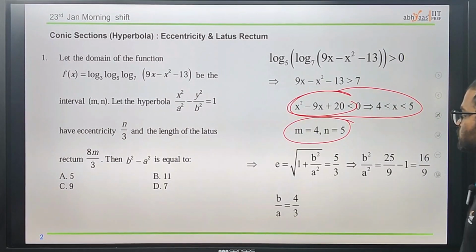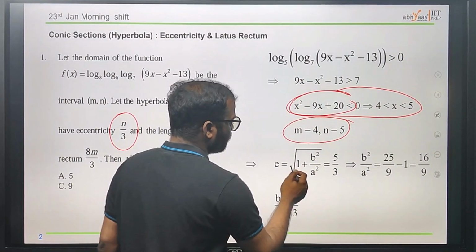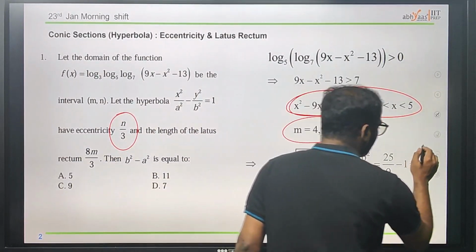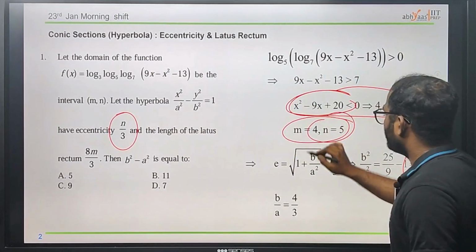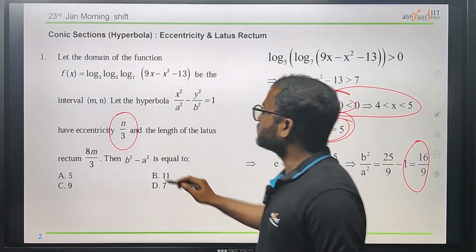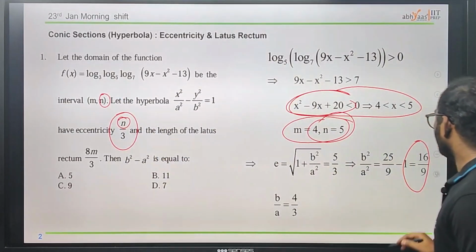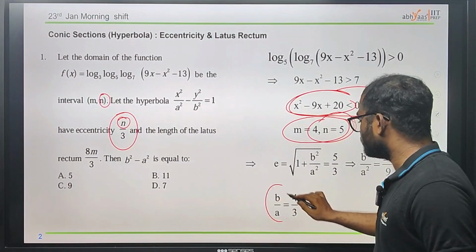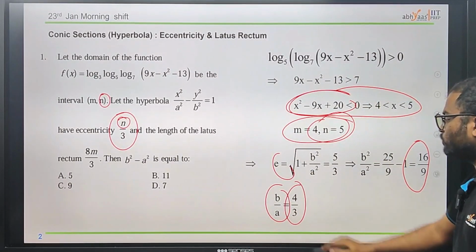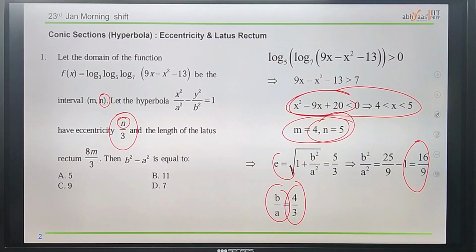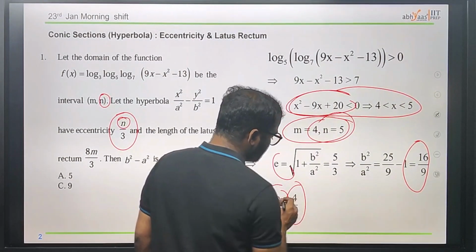Now coming to the hyperbola, find the eccentricity by using this n by 3. They have given n by 3. If we observe, by using the eccentricity formula, 1 plus b square by a square, with this m and n, just substituting these values, we already have n here, and we need to find m as well. We got b by a, using n, and we got the eccentricity as 4 by 3. I hope you understood. Now 4 by 3 is nothing but b by a.